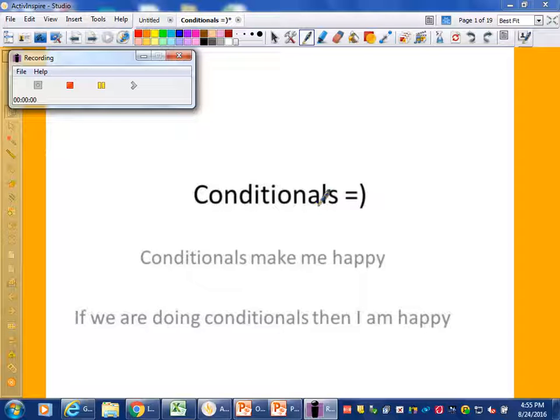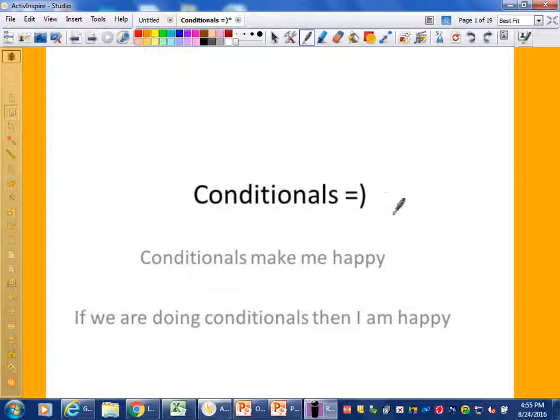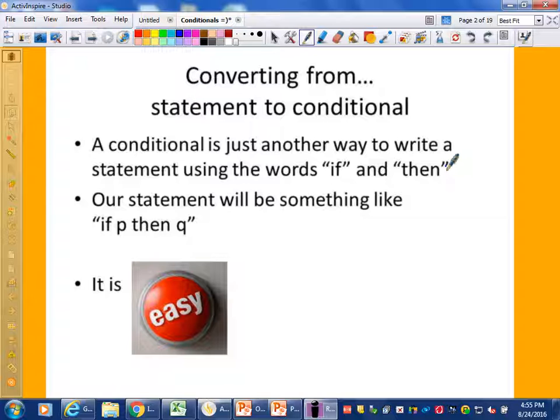On August 24th, 2015, we are going to be covering conditionals. Conditionals are statements that are in if-then form. A lot of times we use the statement if P then Q, where P is your hypothesis of your statement and Q is the conclusion. Sorry, I can't spell.